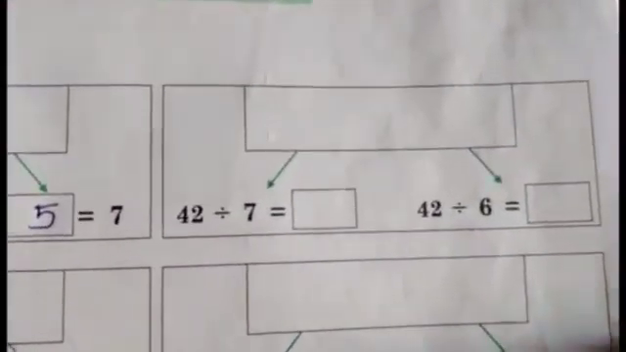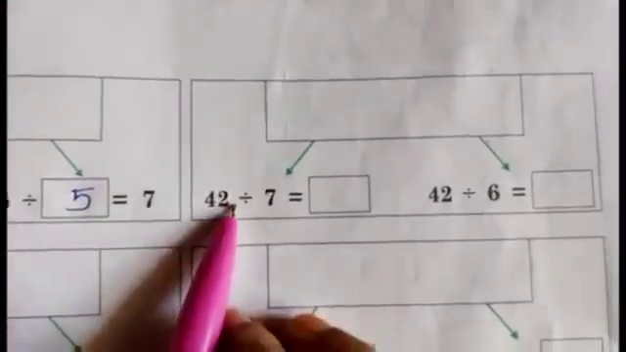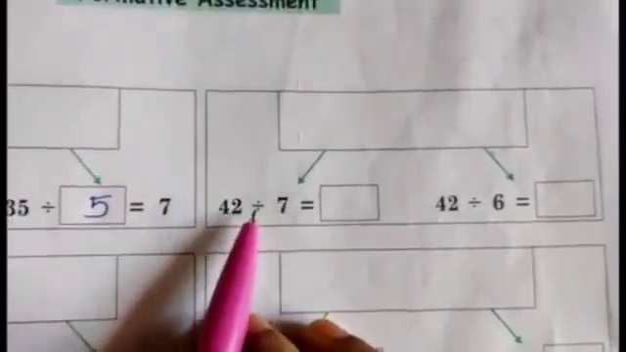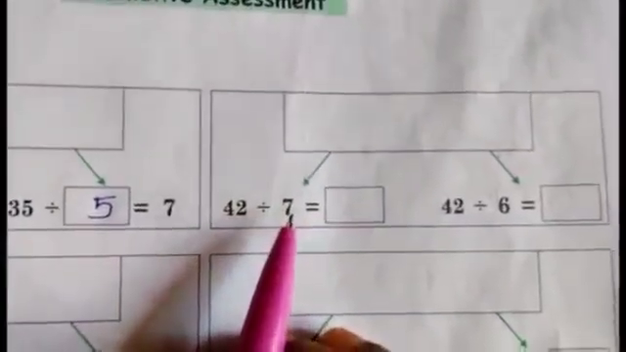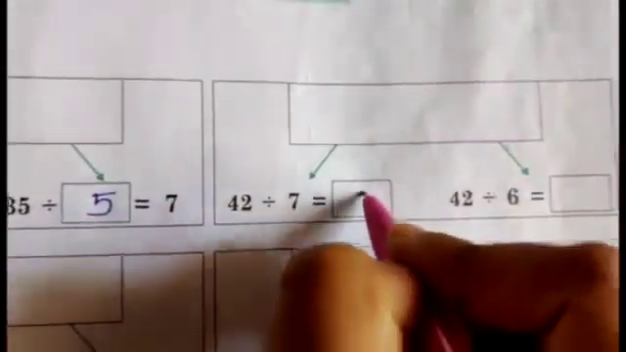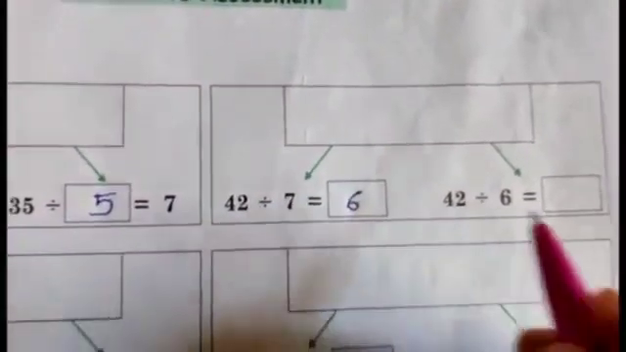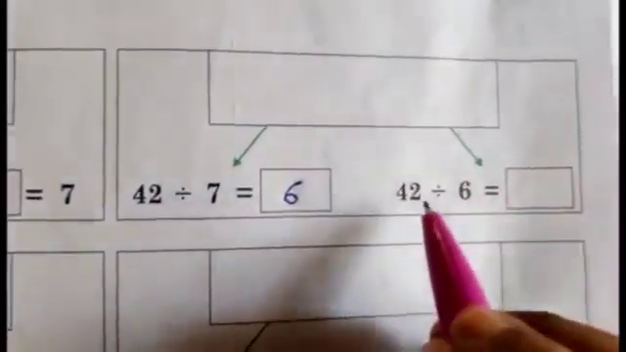Okay. Next one, 42 divided by 7. Now 42 is coming in 7's table. Yes. How many 7s? 7 6s are 42.